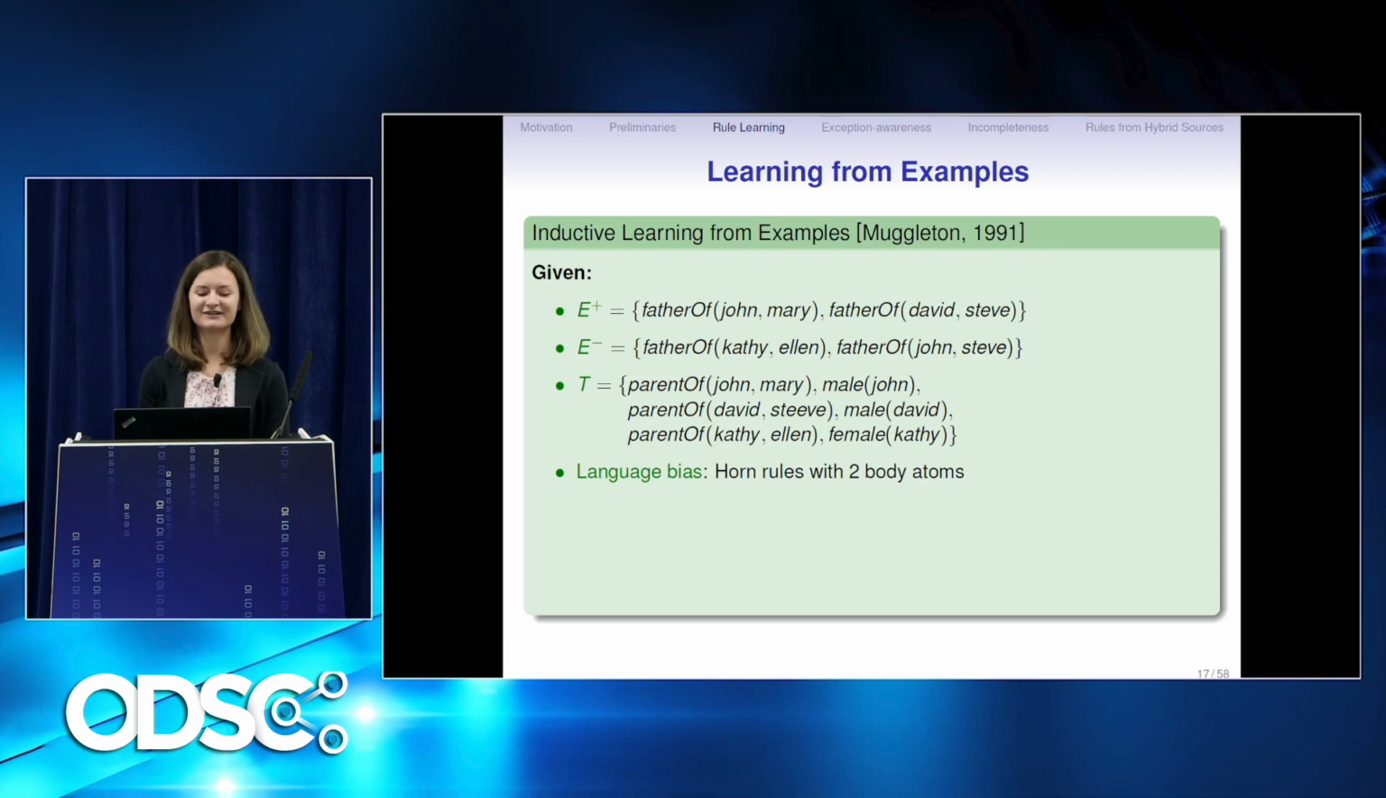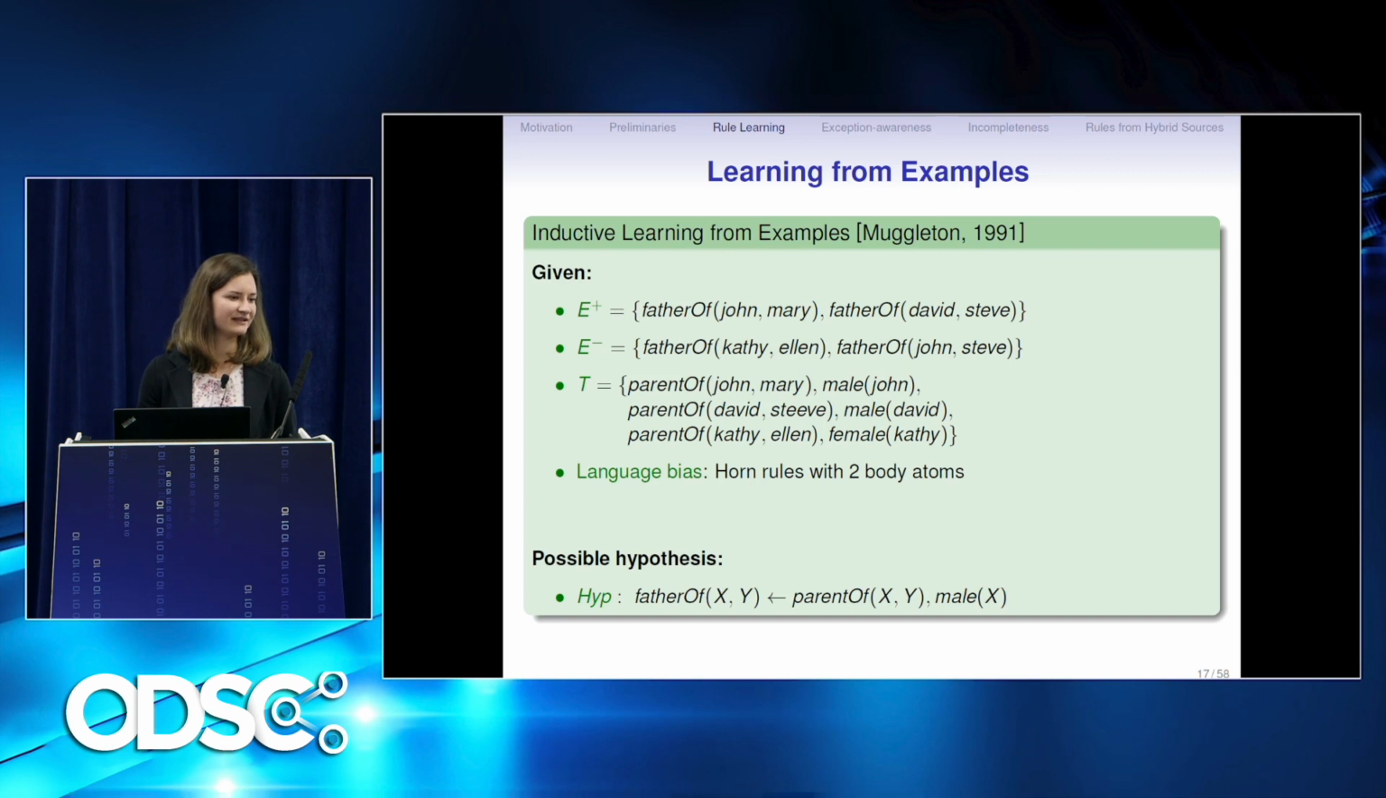So what we have is E plus, a set of positive examples of father relations, and E minus, a set of examples that are in a non-father relation. And in T, we store a knowledge graph, essentially. So it's just a set of relational facts, basically. These are our parent-of and male relationships. So if we want to find some rule with two body atoms, intuitively, in this case, the appropriate one would be that parents that are male are actually fathers. So we are learning from examples.